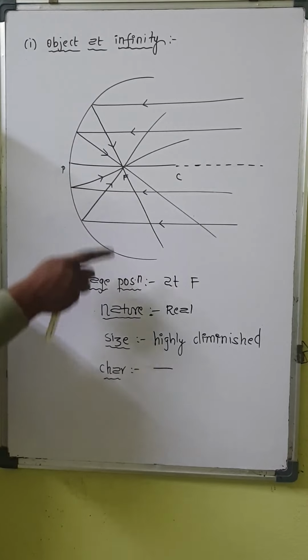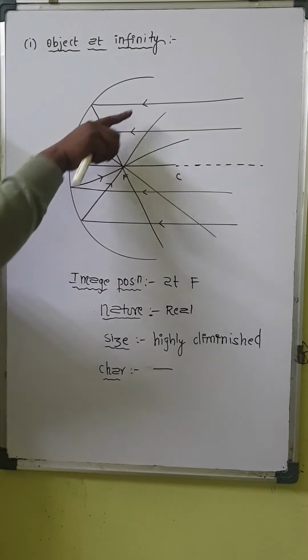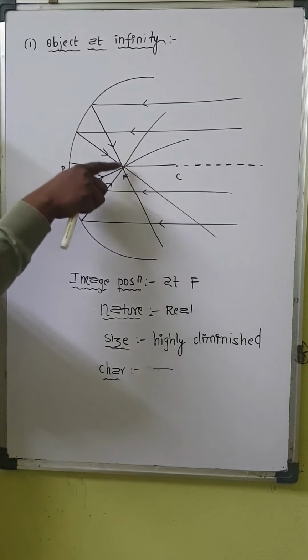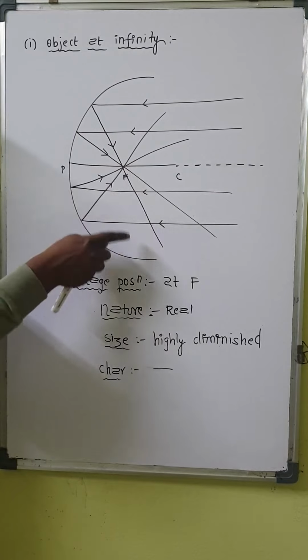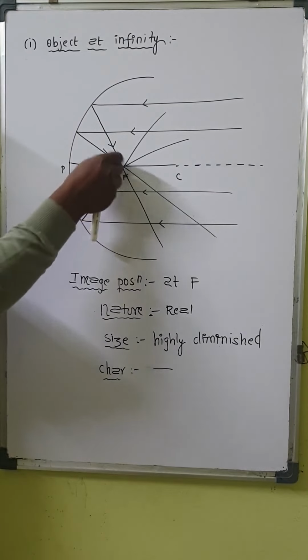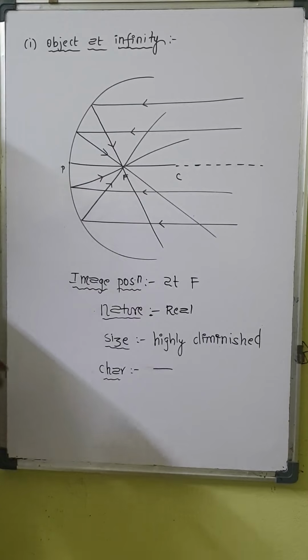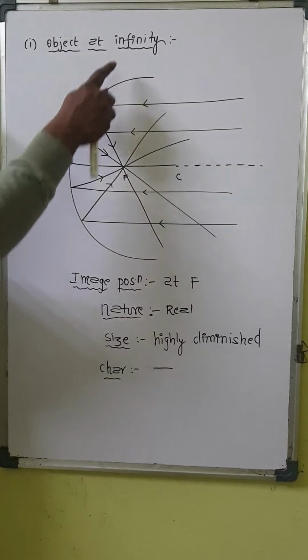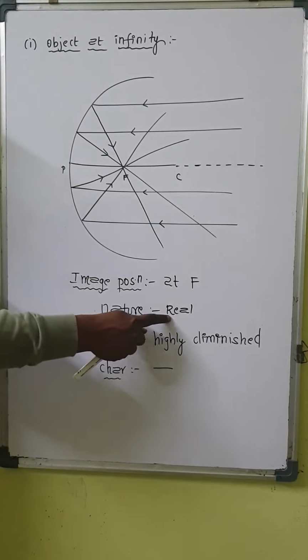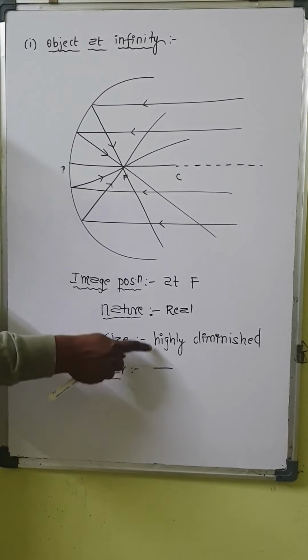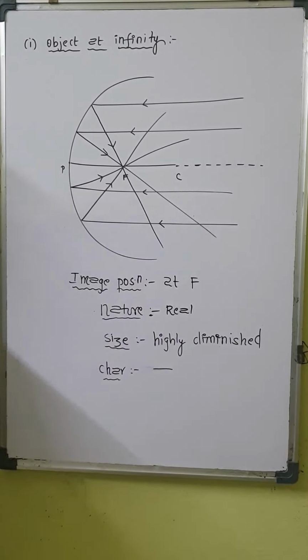And for characteristics, actually we have to tell whether the image is above the principal axis or below the principal axis, erect or inverted. But the image is neither above the principal axis nor below the principal axis. It is highly diminished. It is on the principal axis. So we do not write the characteristic, erect or inverted. So when an object is placed at infinity, the image is formed at focus, the image is real as it is caught on a screen, the image is highly diminished as it is a point-size image, and it is neither erect nor inverted. Now let us see the second diagram, when the object is placed beyond C.